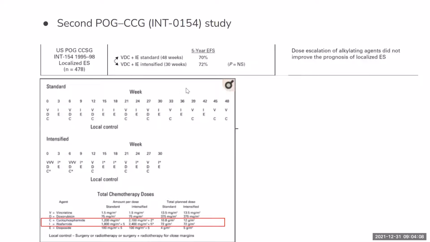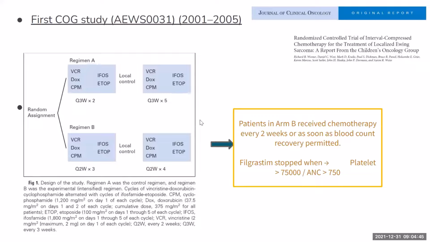Then came an interesting study. Should we increase the dose further of ifosfamide and cyclophosphamide? You can see the difference I have boxed here in red: they increased the dose of cyclophosphamide from 1200 milligram per meter square that we use conventionally to 2100 milligram per meter square, and ifosfamide from 1.8 grams to 2.4 grams for 5 days. And they found there was no benefit of increasing the dose of ifosfamide and cyclophosphamide. The 5-year EFS was the same, 70% and 72%. So further increasing the dose did not help.